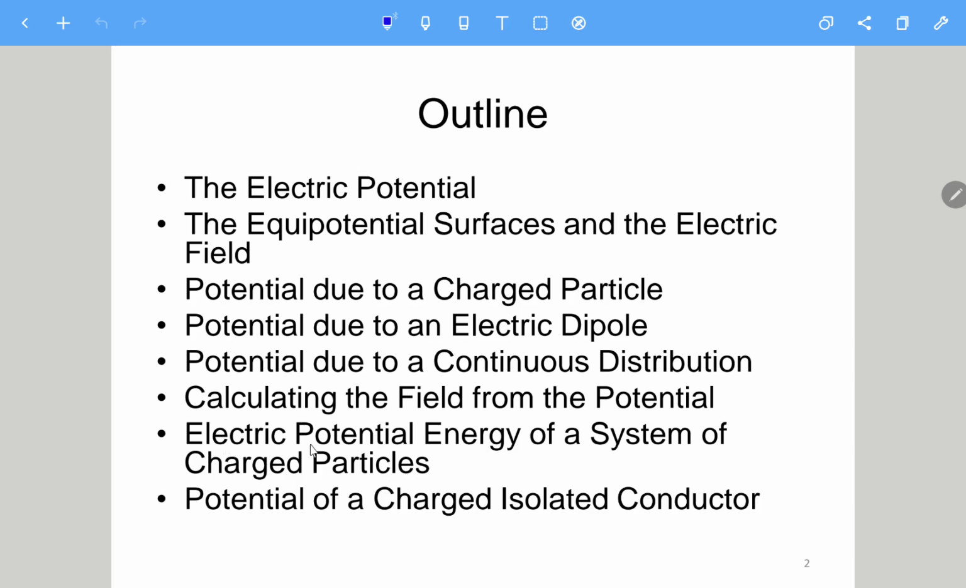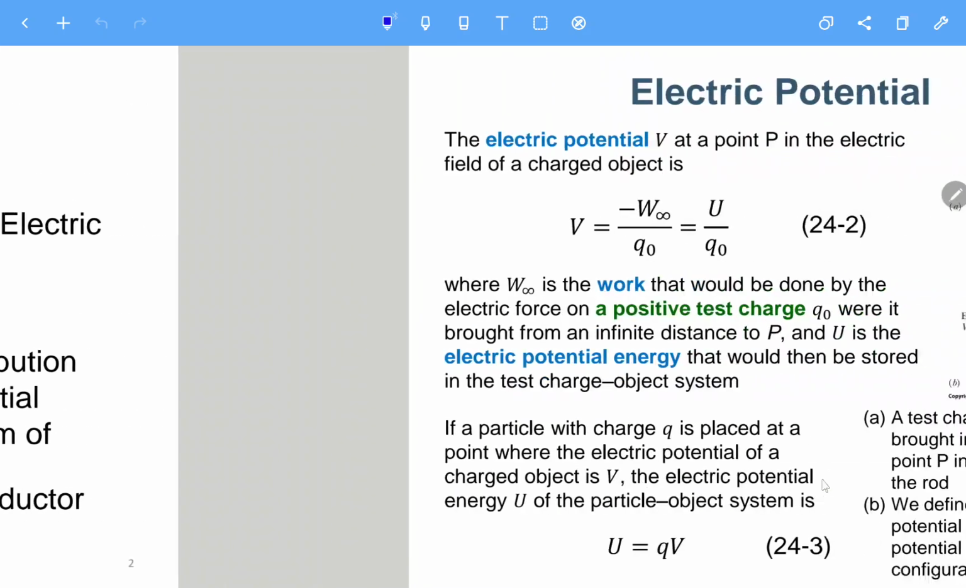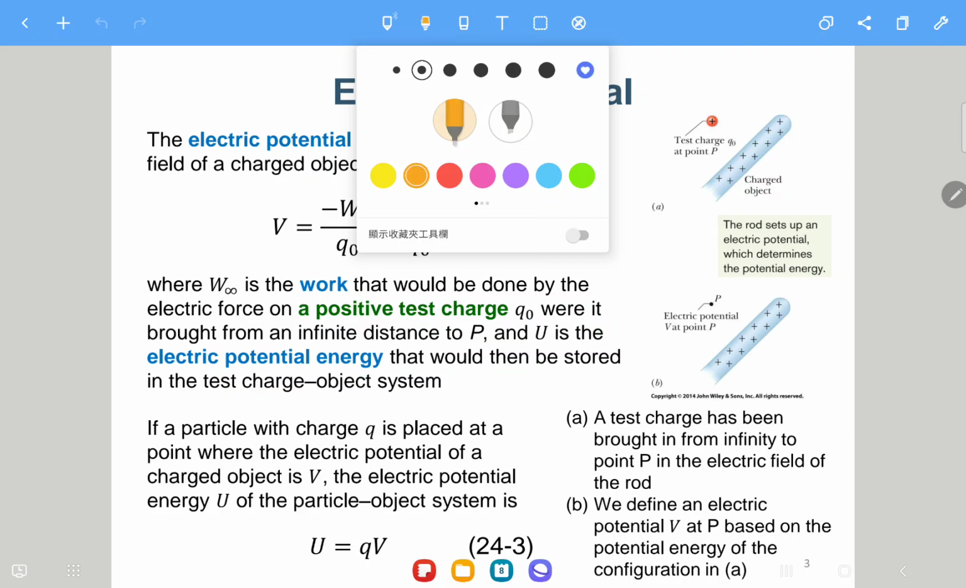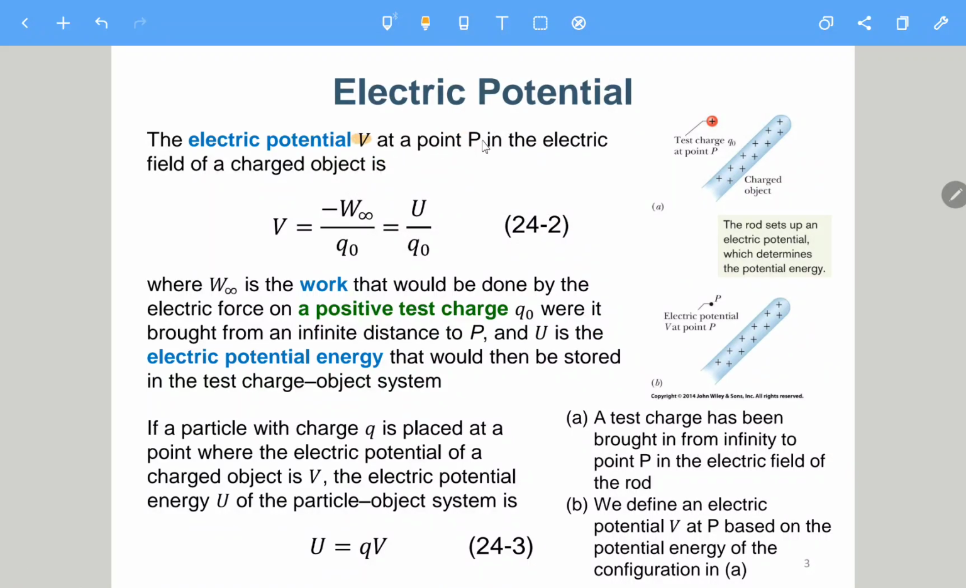Okay, so next I will introduce electric potential energy of a system of charged particles, and then the potential of the charged isolated conductor. So here we'll introduce electric potential. So the electric potential, we usually denote it as V, at the point in the electric field of a charged object is given by this definition. Okay, this is a definition.